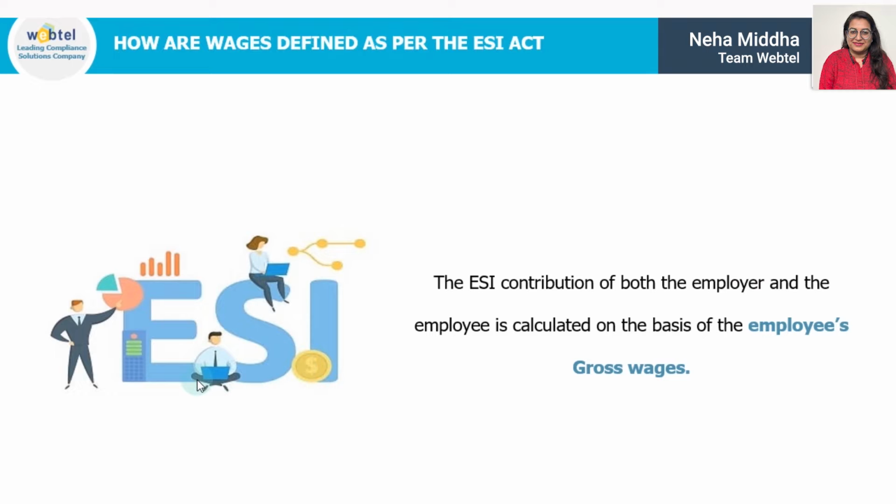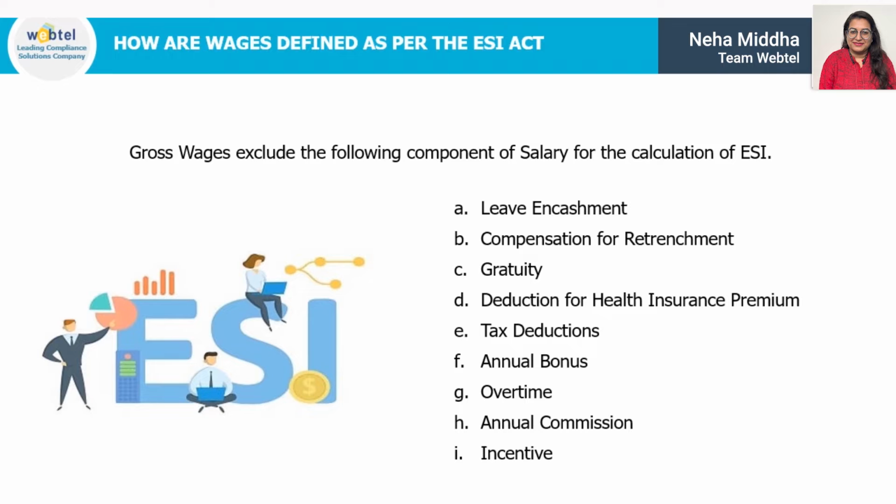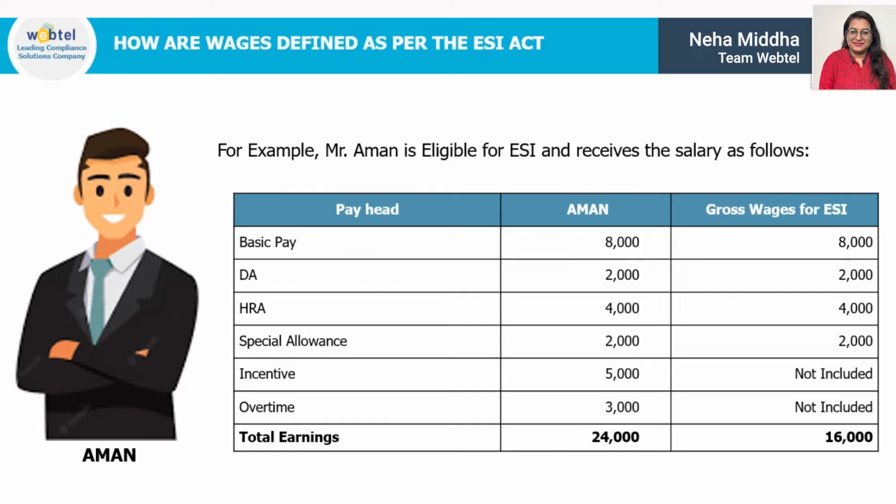going to be calculated. So as we already know, for ESIC contribution, employees' gross wages are going to be considered. Both employer and employees' contribution is going to be calculated on that basis. And for that, we need to know that there are some components which are excluded from the ESIC contributions. Some of them are listed on the screen, as you can see up here: leave encashment, overtime, incentive, and so more.